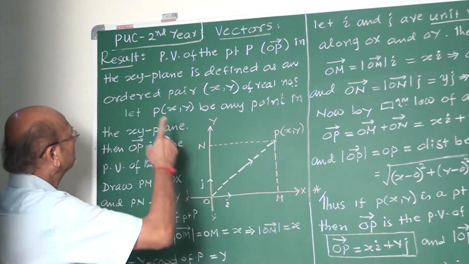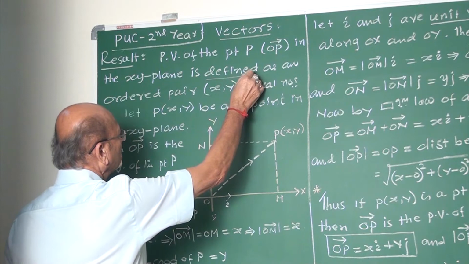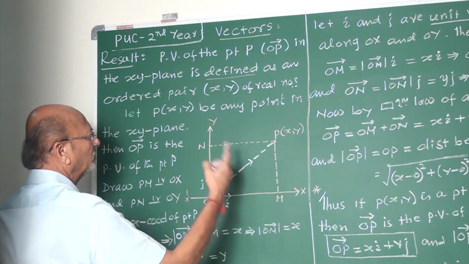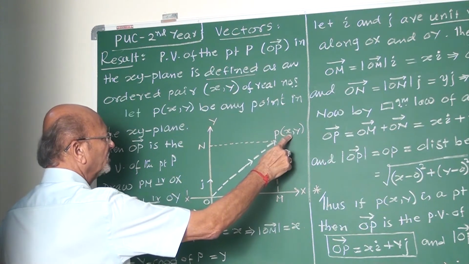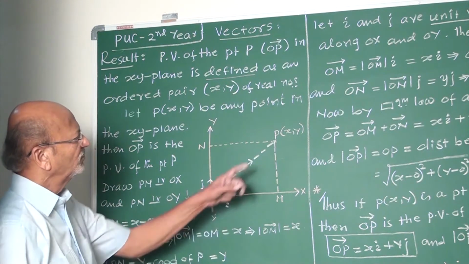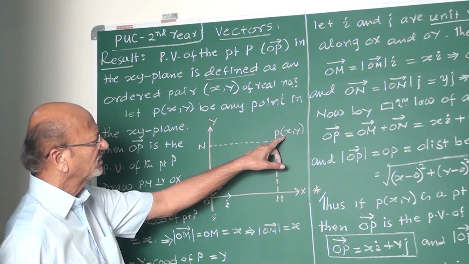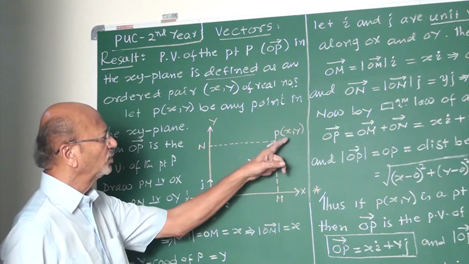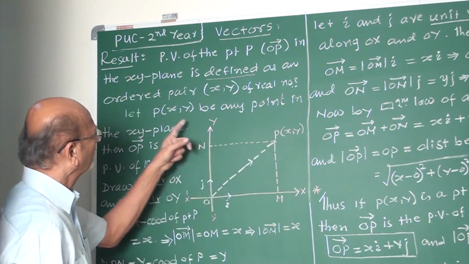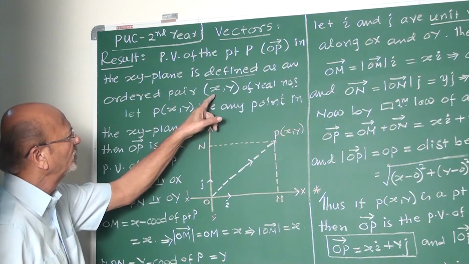Yes, my friends. The XY plane is defined, this is very important, as the ordered pair (x, y) of real numbers. Yes, everything you have studied in case of what? Coordinate geometry. Therefore, if P(x, y) is any point in the plane, then OP equal to (x, y) is the position vector of the point P. That is OP equal to (x, y).